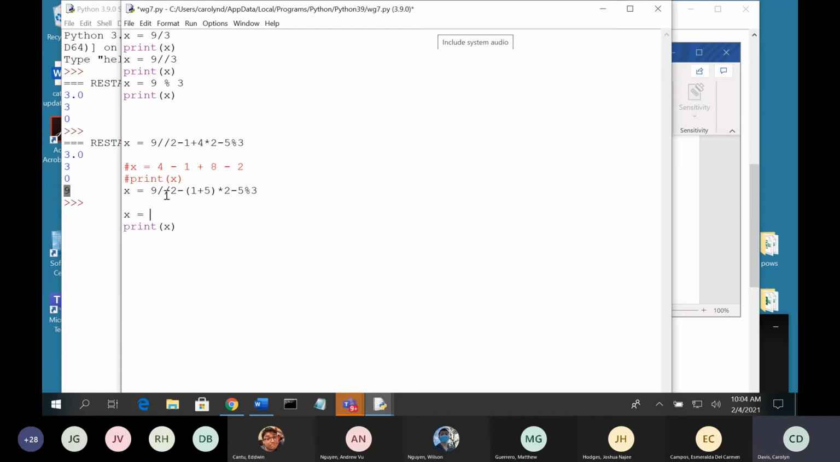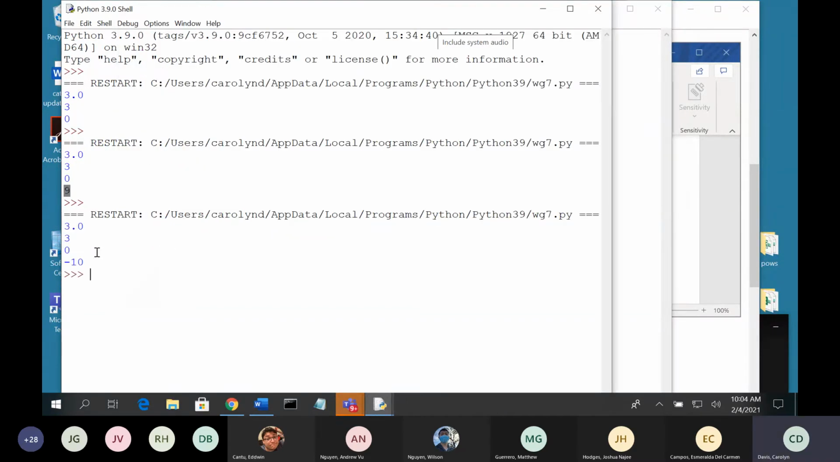This one, so I have to do 9 divided by 2, integer arithmetic is 4, minus. Actually, 1 plus 5 should have been done first because it's in parentheses. So that gives me 6 times 2. 5 mod 3 is 2. So now I look at the equation. I still have a high priority one to do. So it becomes x equals 4 minus 12 minus 2. 4 minus 12 is minus 8, minus 2 is minus 10. So hopefully I'll get minus 10. And there it is. Okay.